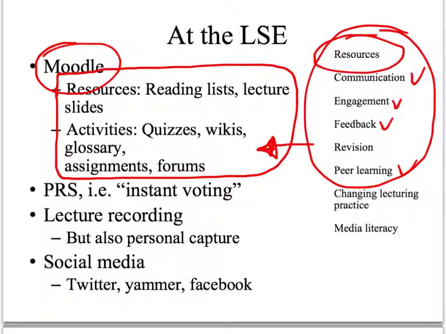Outside of Moodle, there are a variety of classroom technologies you can try out. I'll just mention a few. For example, we have PRS, or an instant voting system, which allows you to ask questions in classes and lectures, which students can then answer anonymously with the help of clickers.